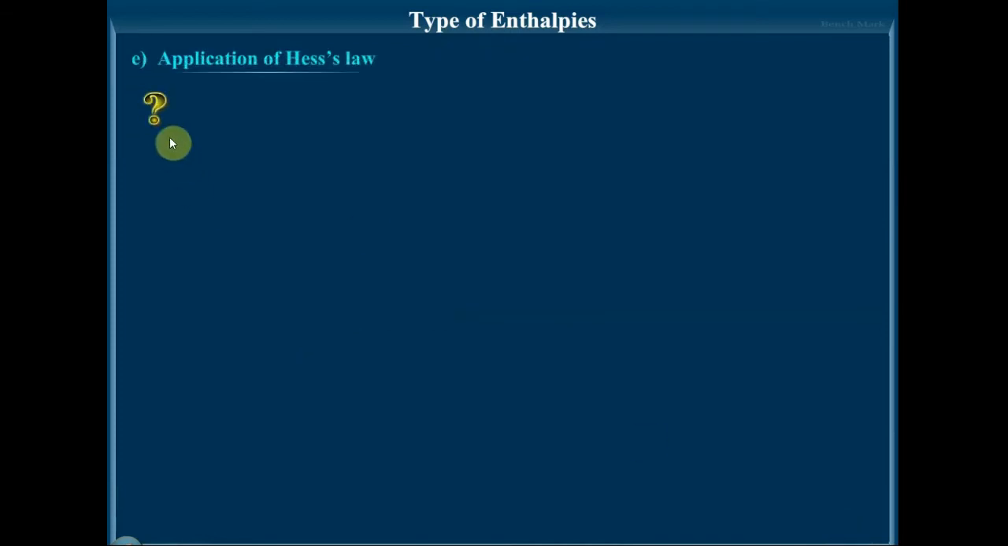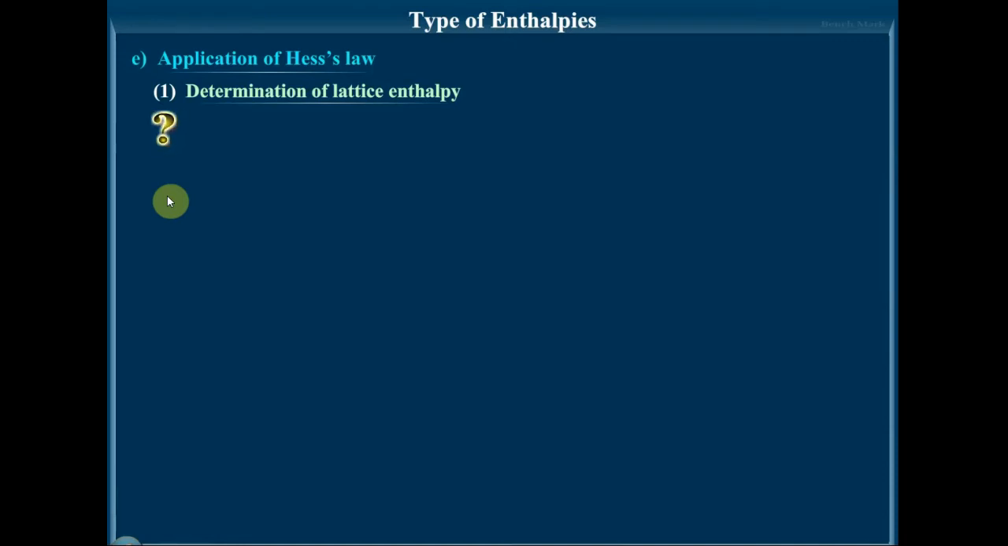Application of Hess's law. The first and the major application of Hess's law is determination of lattice enthalpy. So what is lattice enthalpy, which is coming in this video, but let me explain that. It is the enthalpy change taking place when 1 mole of ionic compound dissociates into gaseous ions of opposite charges at standard conditions. For example, NaCl is dissociating into Na+ and Cl-. And the enthalpy change taking place is called the lattice enthalpy.